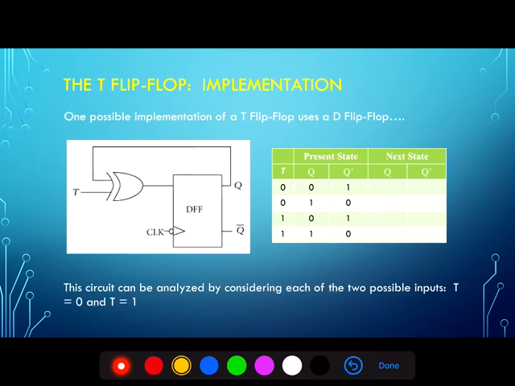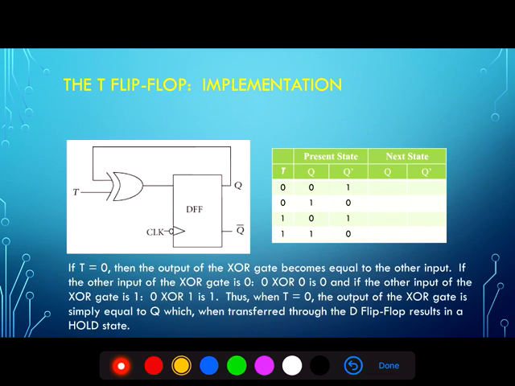Let's take a look at a possible implementation of the T flip-flop. This particular implementation uses a D flip-flop in combination with an XOR gate to implement the T function. And to analyze how it works, let's take a look at the two possibilities, T equal to 0 or T equal to 1. If T is equal to 0, then we can take a look at the two present states of Q. If Q is equal to 0, then the next state is equal to 0.